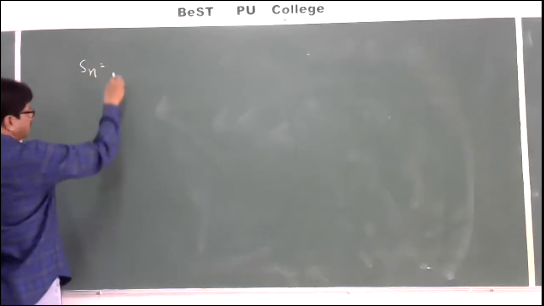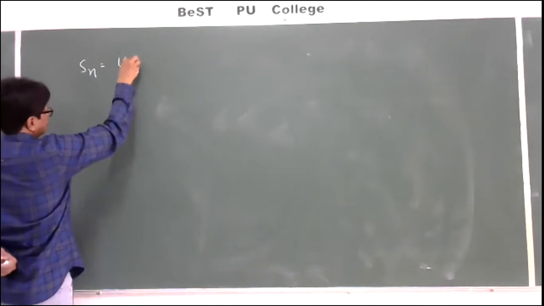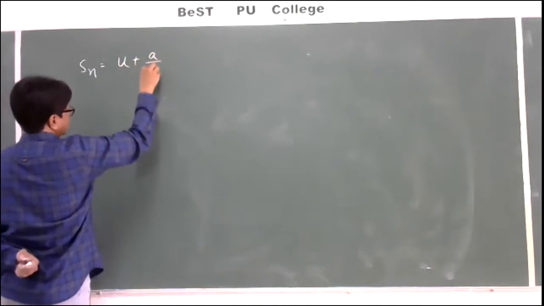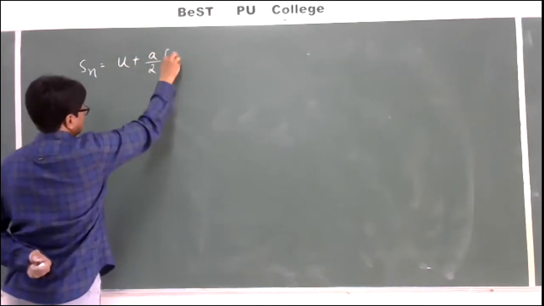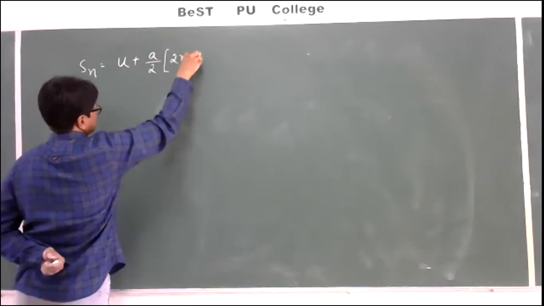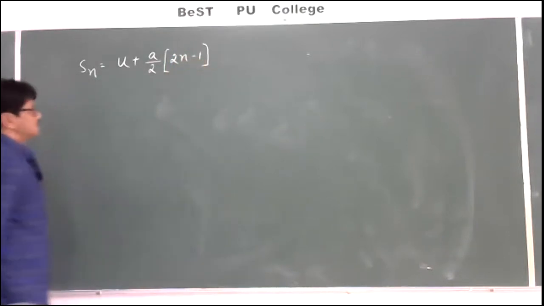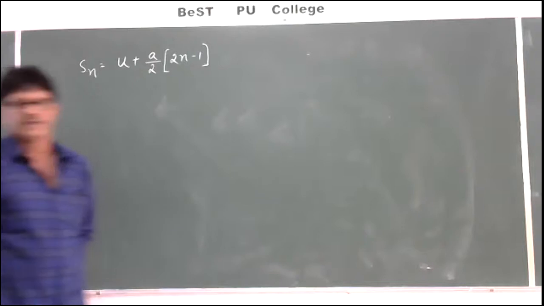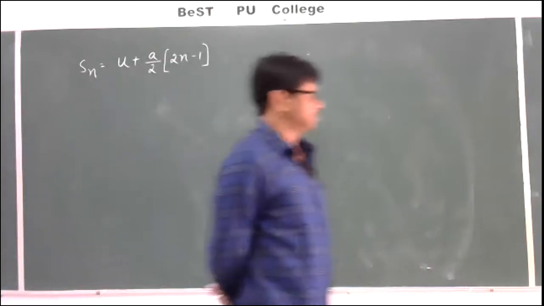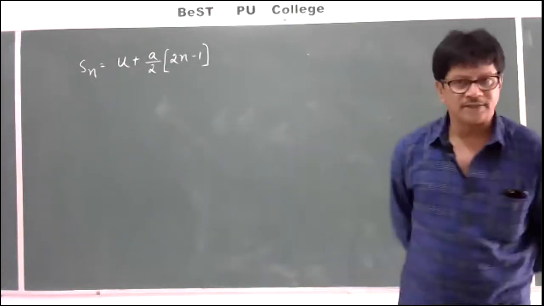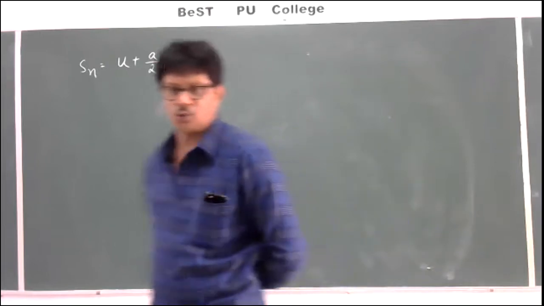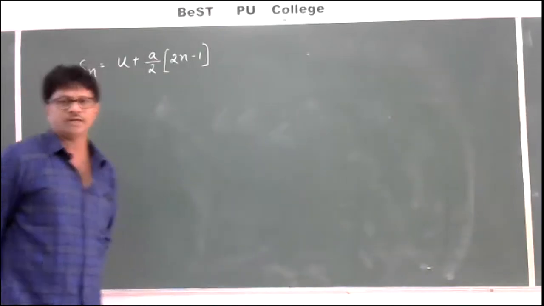Sn is equal to u plus a by 2 into 2n minus 1. Sn is equal to u plus a by 2 into 2n minus 1.